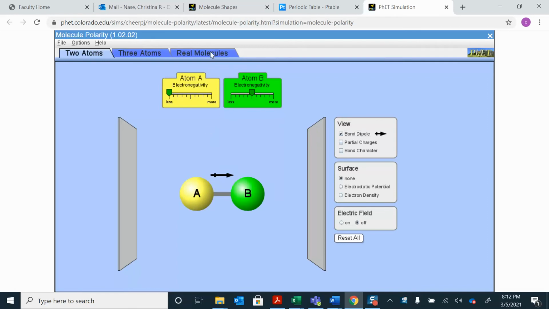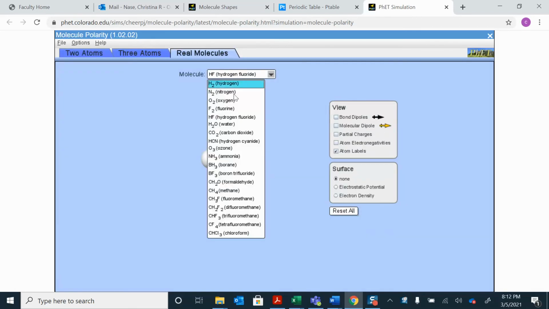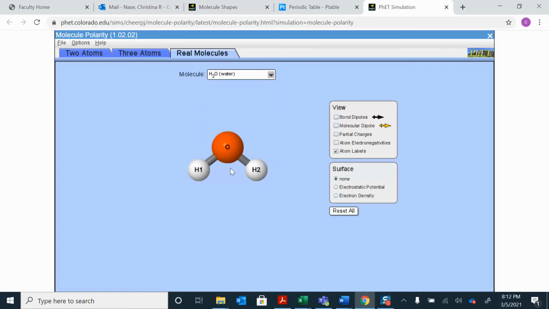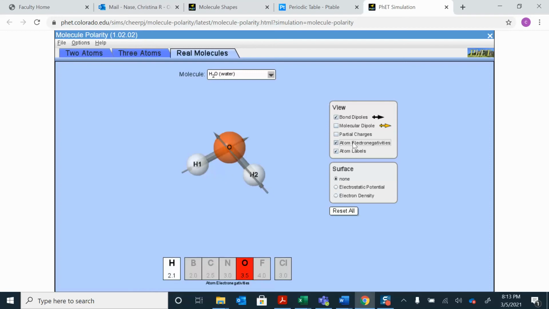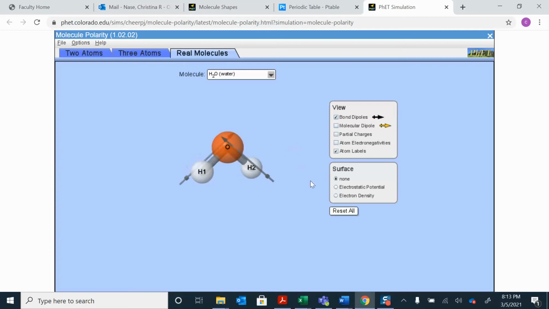All right, so I'm going to click on real molecules. Then I'm going to click select water, so I get something that looks like this. And the bond dipoles are represented right there in gray. So remember, the bond dipole is like the difference in electronegativity between the two atoms. So this bond dipole over here is between oxygen and hydrogen, and you can display the electronegativities if you want to, so you can see how different they are. You don't have to, but if you want to, you can do that.